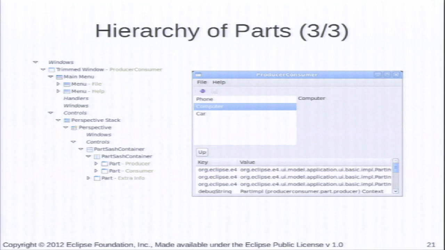So basically, by manipulating the model, I can change how my application gets rendered. And then again, I can use fragments to insert other components. So if I needed another type of part and I wanted it to participate in this as well, I can have a separate plugin that contributes that, and then dynamically decide if I'm going to include that plugin or not at runtime.